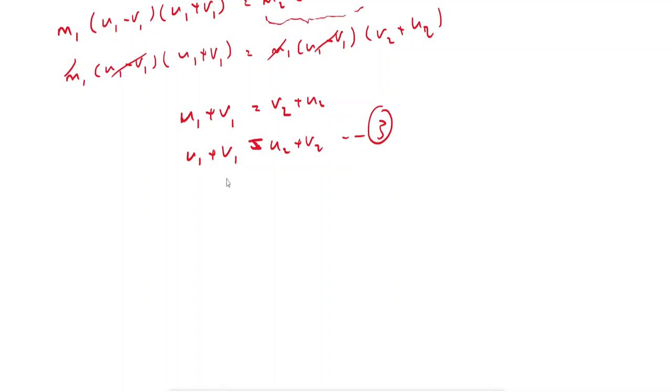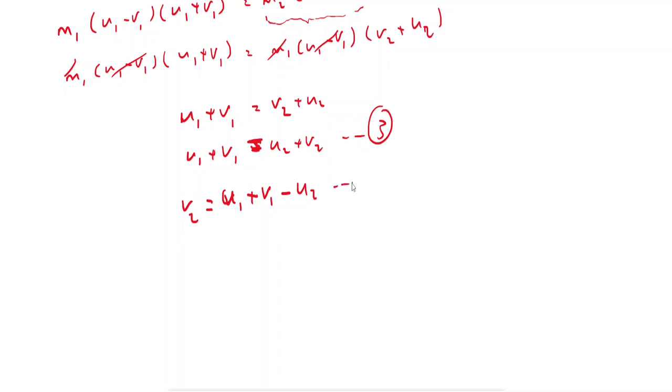I want to be left with V2 in my equation. I want to be left with V1 in my equation. So I'm going to make V2 the subject of the formula first. If I do that, I'm left with U1 plus V1 minus U2.